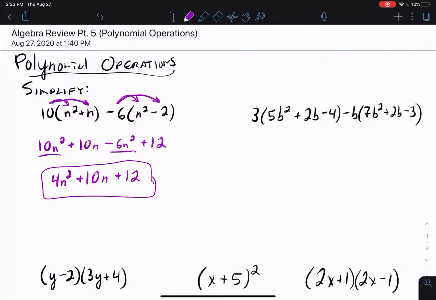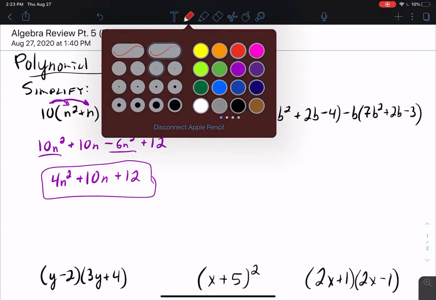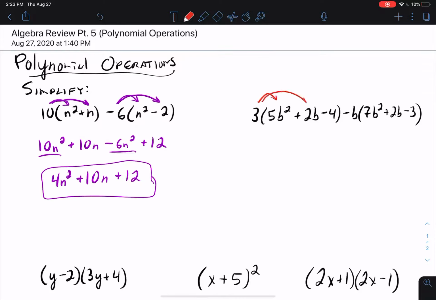All right, what about this second one? Again, we first see distributive property. So I'm going to distribute the 3 to everything in those parentheses. And I should get 15b squared plus 6b minus 12.